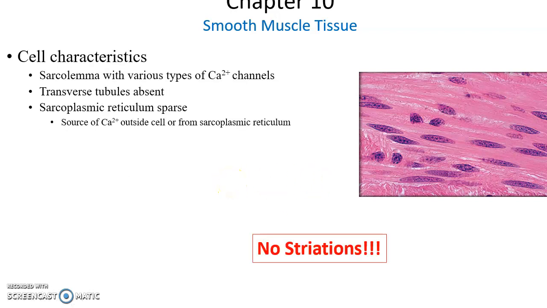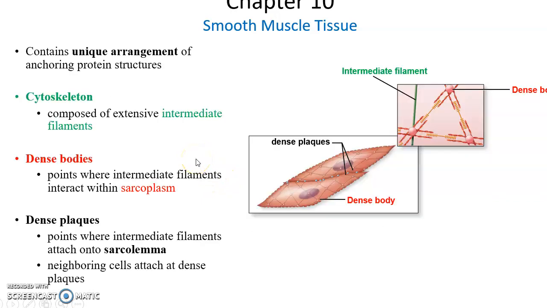So another important characteristic is that smooth muscle cells do not have striations. That's why they're called smooth. We do not see that striated pattern. Their sarcolemma has a lot of calcium ion channels along its length. There are few to no transverse tubules, and there is little to no sarcoplasmic reticulum. So the primary source of calcium ions for smooth muscle tissue is actually outside of the cell. And of course, as I said, no striations.